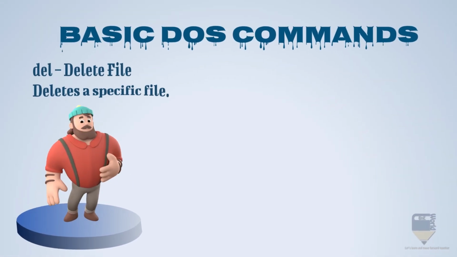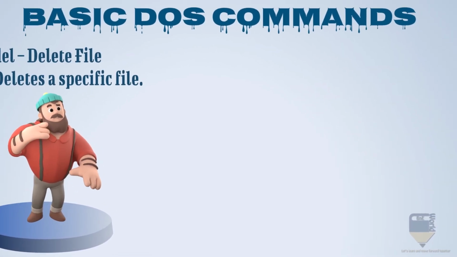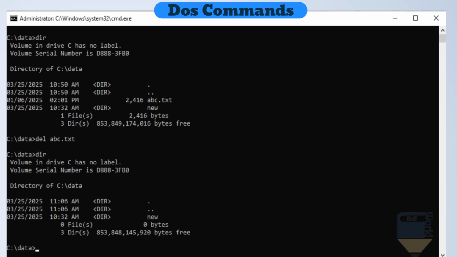This command is used to delete a specific file. Command structure is del space file name. See that the file was removed.